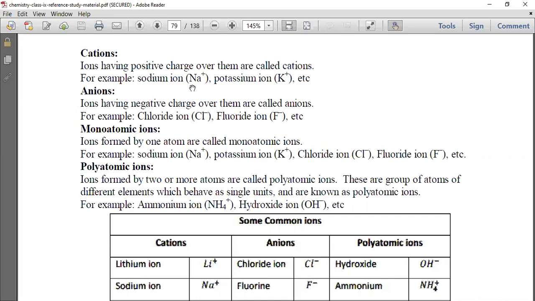Different symbols were used from the ancient times, and over the years they kept on evolving, they kept on improving, right? Scientists across the world kept on working on it and made it better. And the latest one was IUPAC, International Union of Pure and Applied Chemistry, who finalized the symbolism and the nomenclature also.